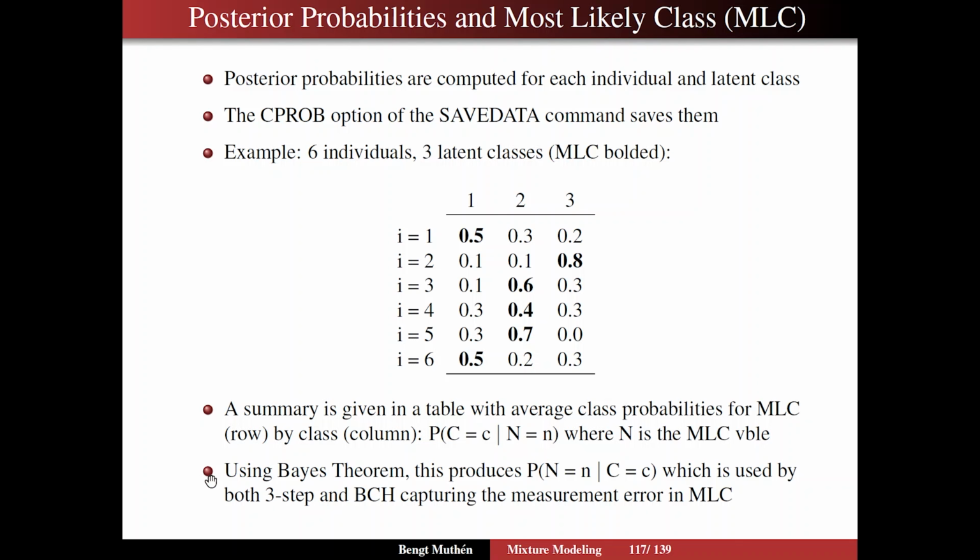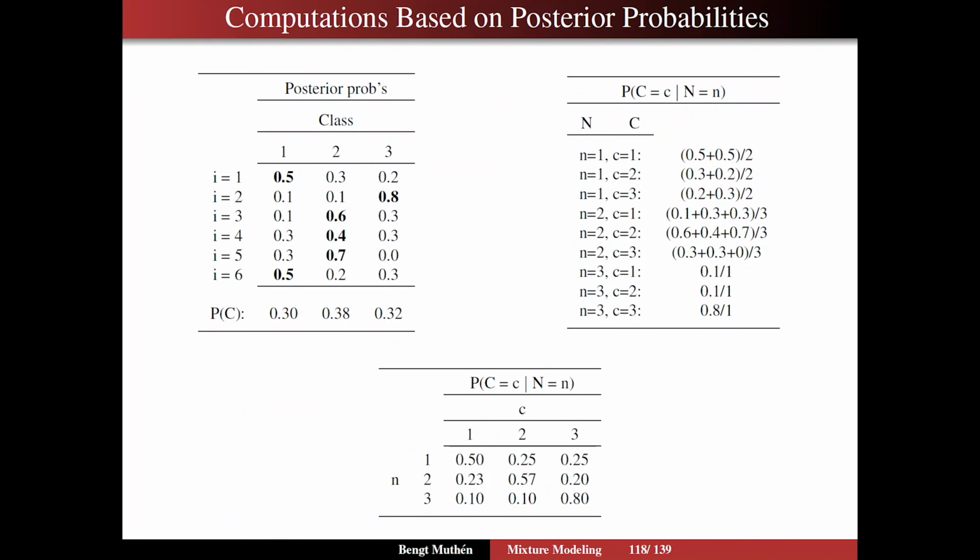And n given c, that reverse probability, can be computed using Bayes' theorem, which is really just a manipulation of probabilities in a very straightforward fashion. And the information in that table is used by both 3-step and BCH in capturing the measurement error or classification error in the most likely class variable. So top left here, we repeat the table that we just looked at. And now we're going to try to figure out what I refer to as the top table of slide 39, how it is actually computed.